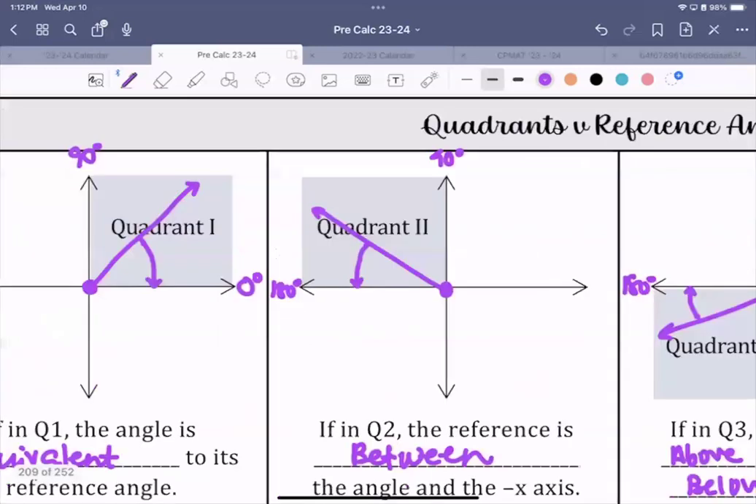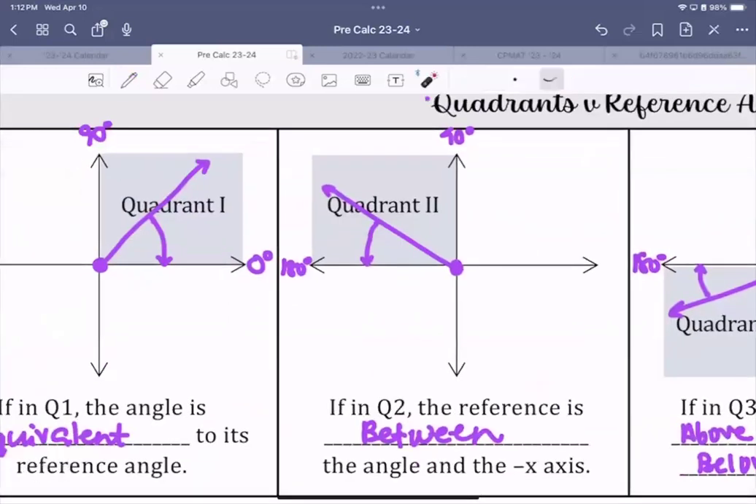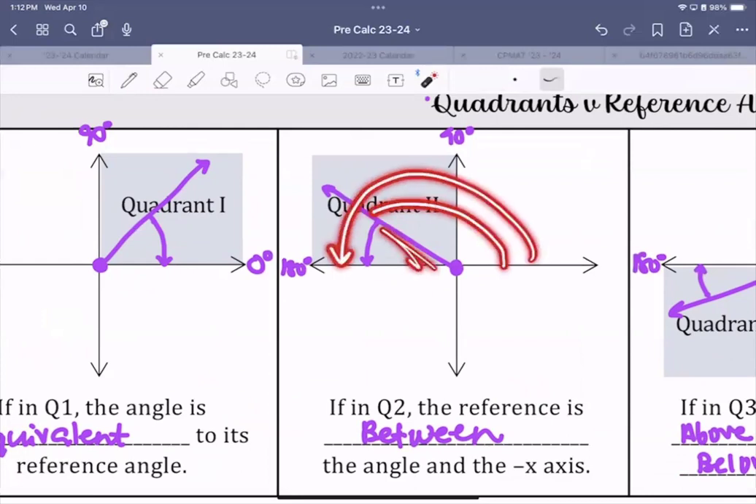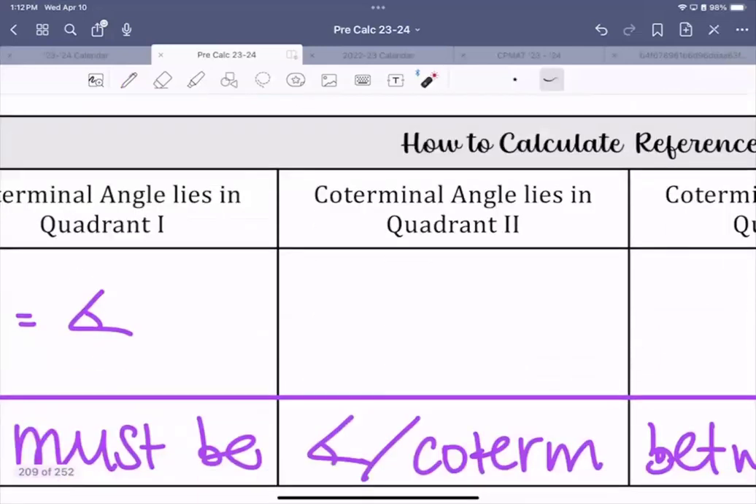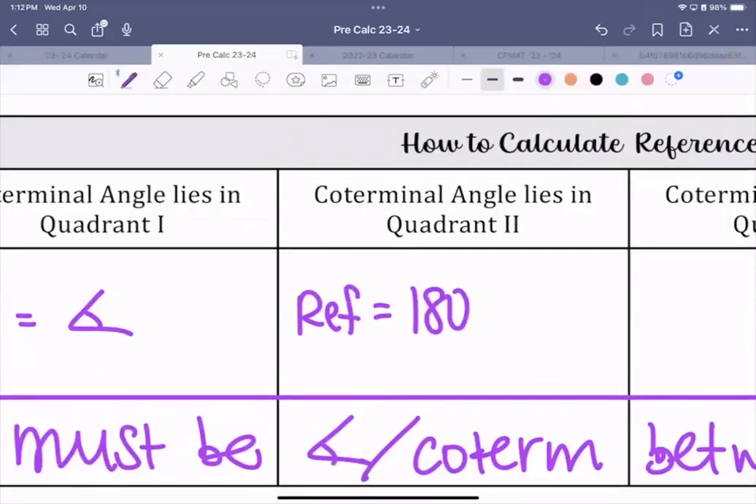Quadrant 2, so if you end in quadrant 2, if this is my angle, and I know this is 180, my reference is this difference right here. So what you're going to do is just take 180 and subtract your angle, and that'll give you what's left over. So here our reference is 180 minus our angle or our coterminal.